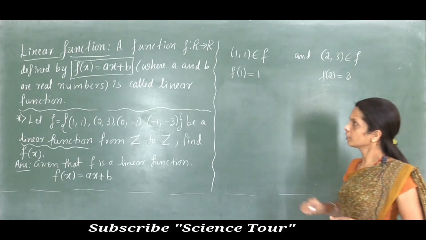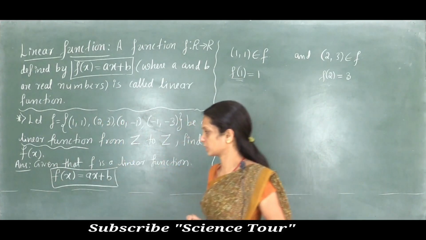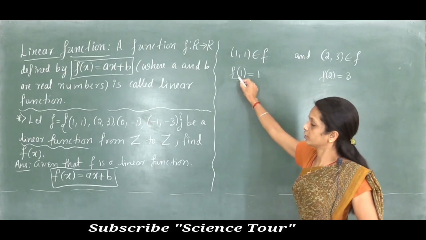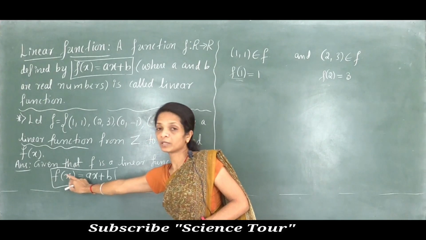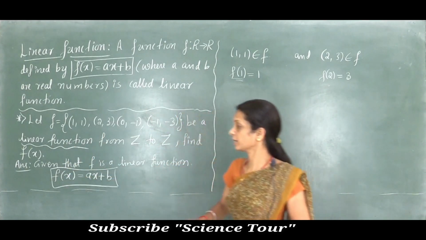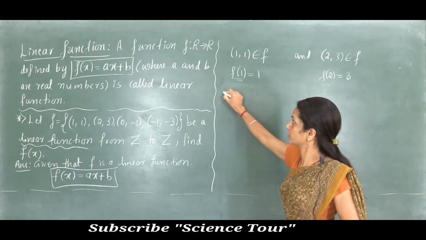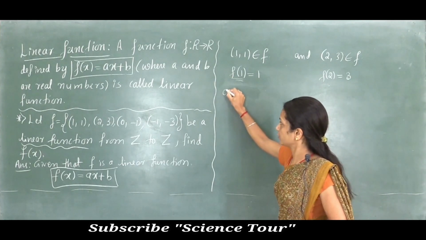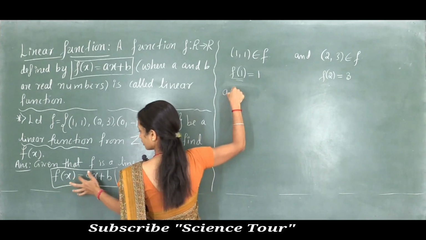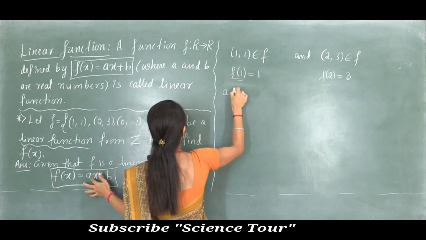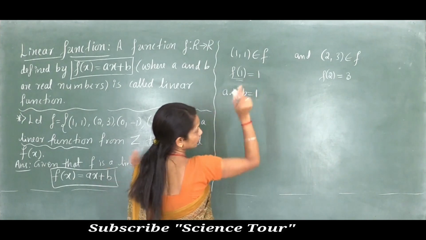But what is f of 1 according to this? Now you have to see f of x equal to ax plus b. How to get f of 1 from this? Just replace the x place by 1. So we get a into 1 plus b, that is, f of 1 is equal to a into 1 plus b, which is equal to 1. This one you have to carry.